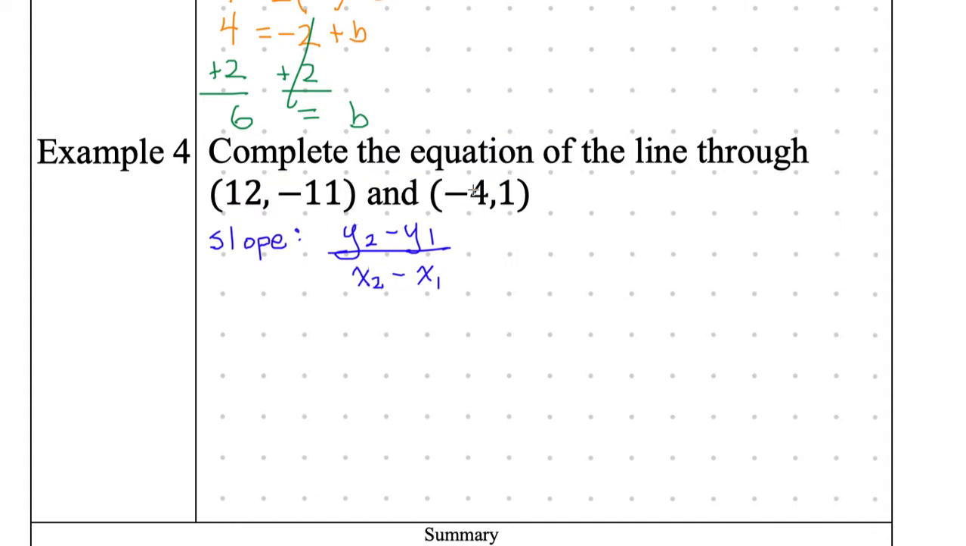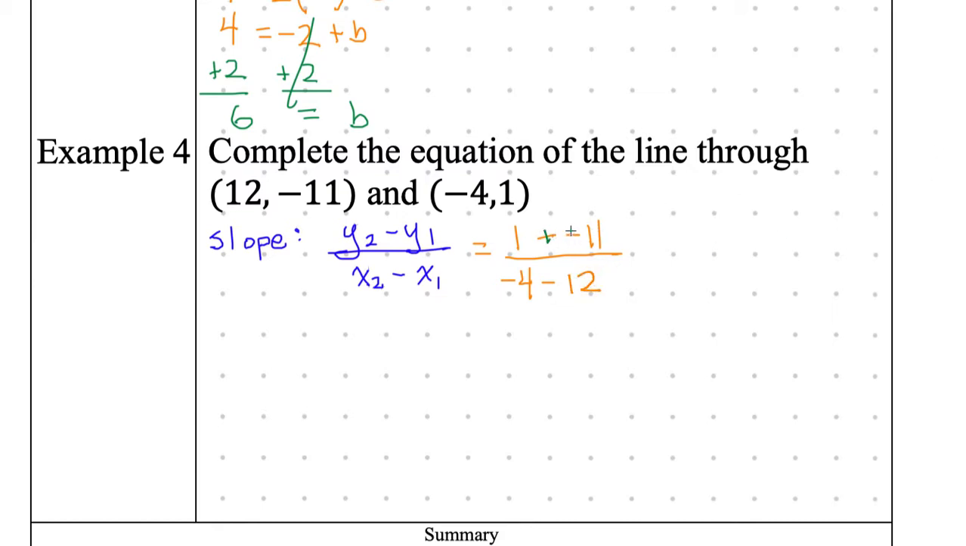I'm going to go from the second point to the first point because I'm just using the formula. So y2 is 1 minus, and then y1, sorry, that's x1. y1 is -11, so 1 minus -11 on the top, and in the bottom, in the denominator, I have x2, which is -4, minus my x1, which is 12. Alright, so here I go. I'm going to simplify this a little bit.